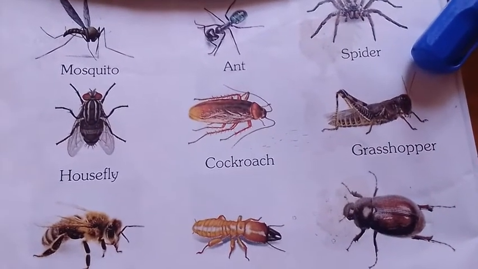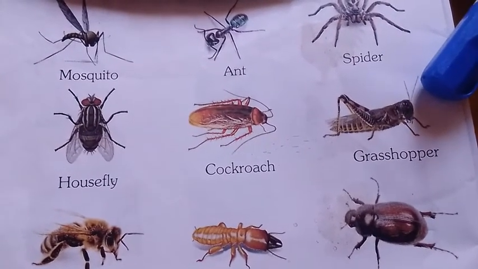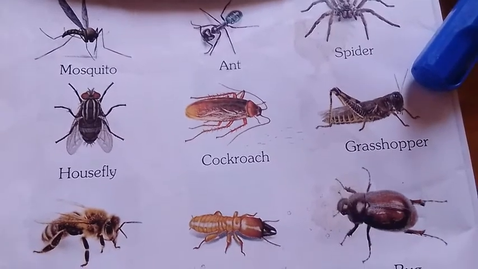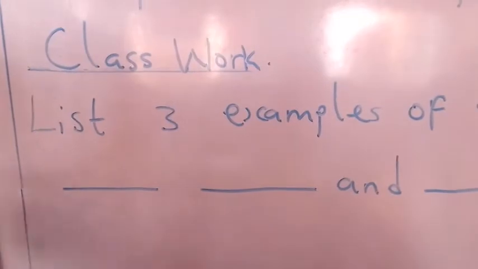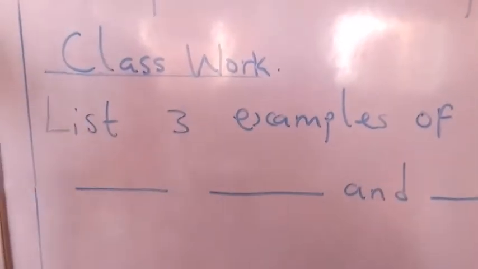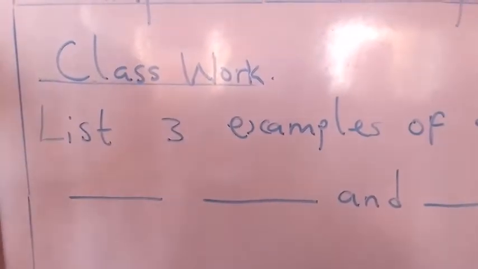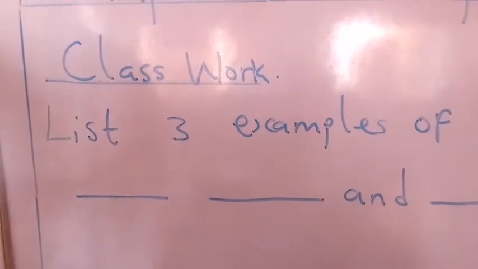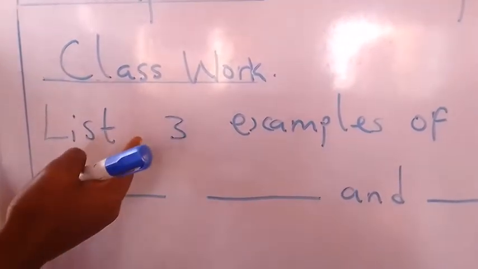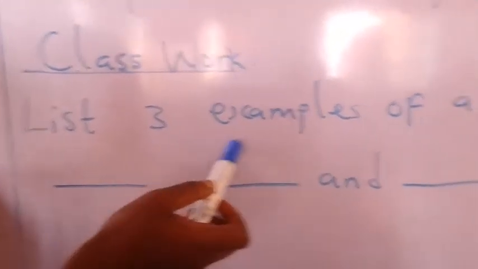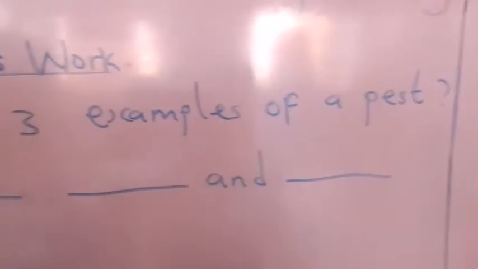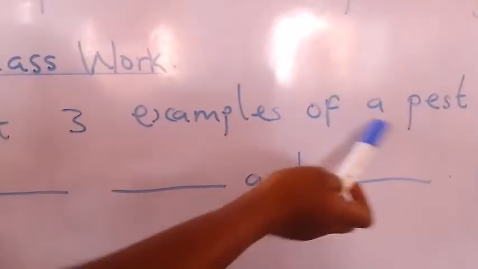Okay, now children, let's go back to the board and see other things that we have there. Now that we have seen some of these examples of the animals that can destroy our plants and our food crops, that will lead us to our classwork. Now listen to the instruction. We said list 3 examples of a pest.